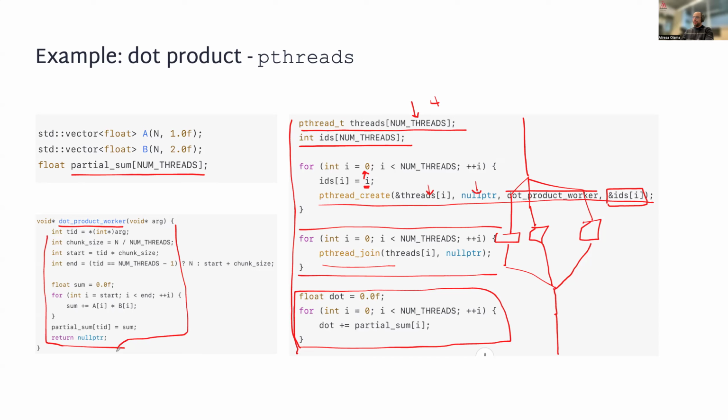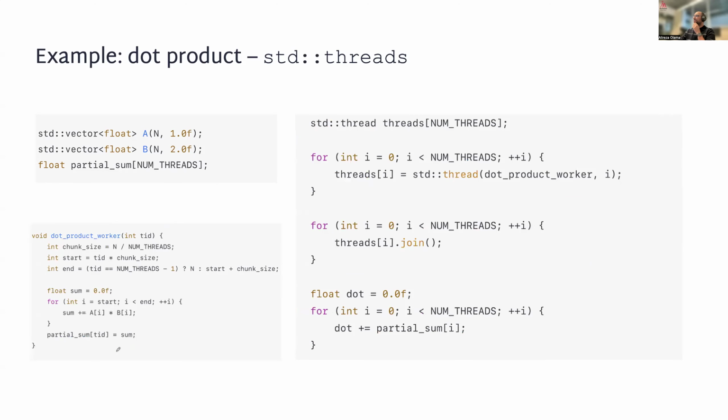So that was with P threads, and we can do the same thing with standard threads in C++. So the implementation here is a little bit simpler. We can directly pass in this thread ID. Then we can divide the work like that. And here we just need to create threads, right? And then we call join, and finally we compute the partial sum. Okay, so that's basically the same thing, but with different syntax.